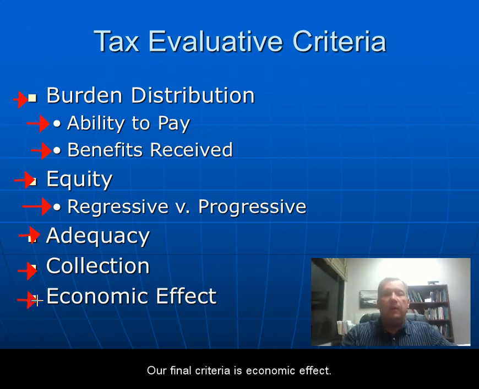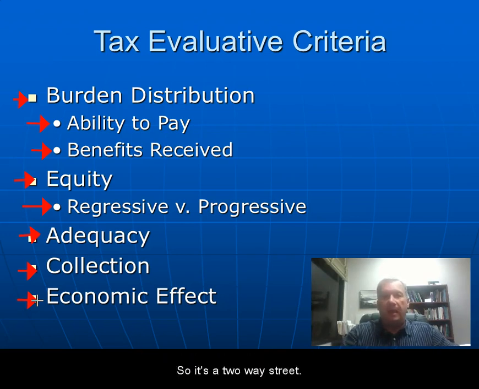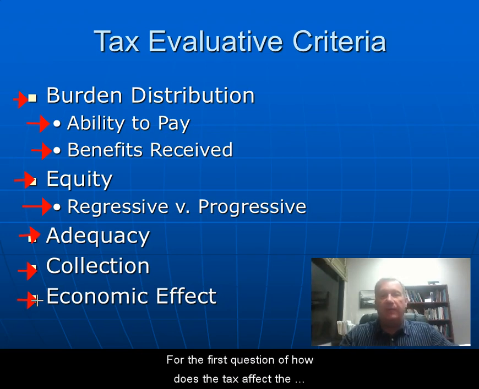And then our final criteria here is economic effect. And this is really a two-way street. With economic effect, we ask the question, how does the tax affect the economy? And the second street is then, how does the economy affect the tax? So it's a two-way street. The first question, how does the tax affect the economy?